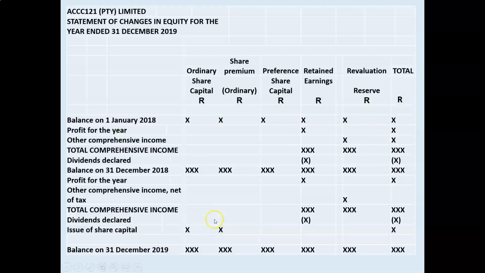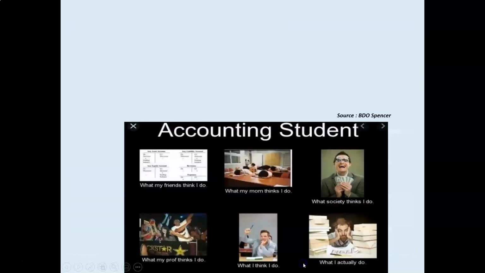Good. So at the end of the day, I'm going to get a closing balance for each class of equity item. On the face of my statement of financial position under the equity section, I will have a line item for each and every one. So under equity, I will have ordinary share capital with a total, share premium with a total, preference share capital with a total, retained earnings with a total, and revaluation reserve with a total. If I add it all up, it will balance back to my total according to my statement of changes in equity, and that will be my total equity in the entity.